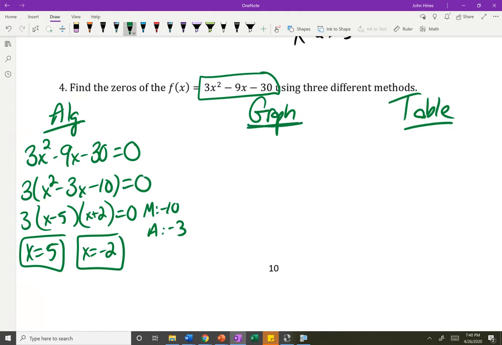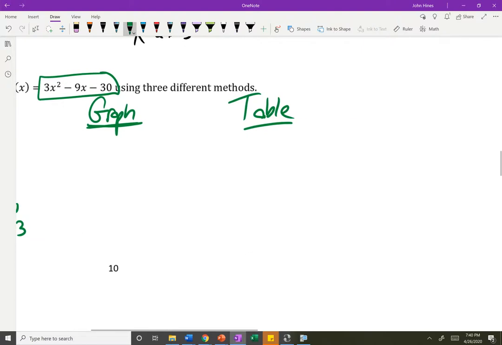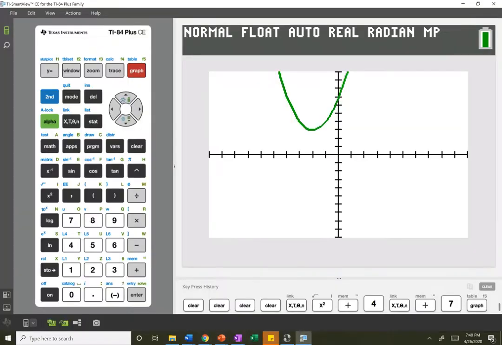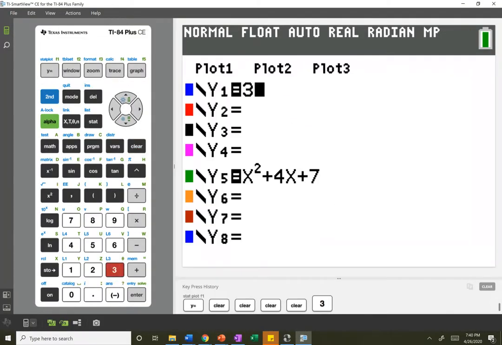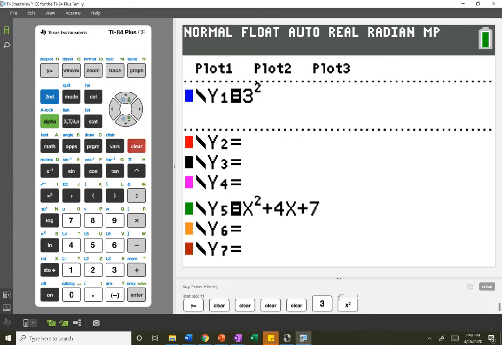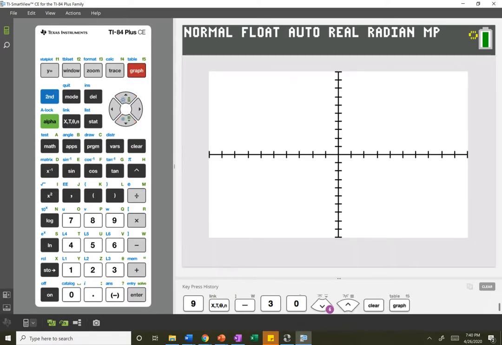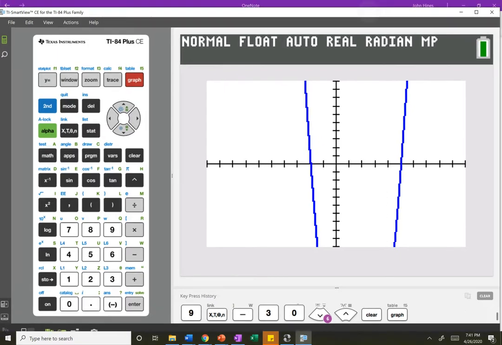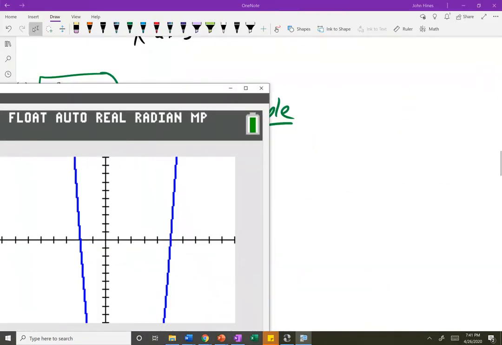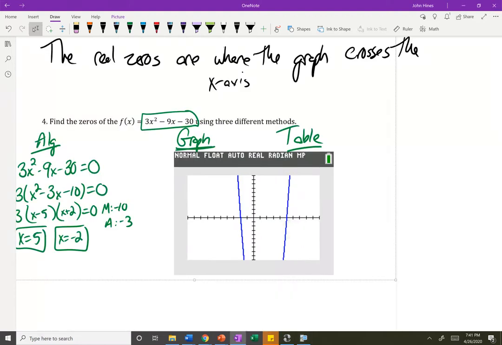So let's go to y equals and look at the graph of 3x squared minus 9x minus 30. I don't think I've typed in one equation correctly on my first try. Let me go down here and clear out y5. So there's my graph. It's a parabola. I don't see the whole thing. It's there, though. You've got to trust me that that parabola is there. We just don't see the whole thing.